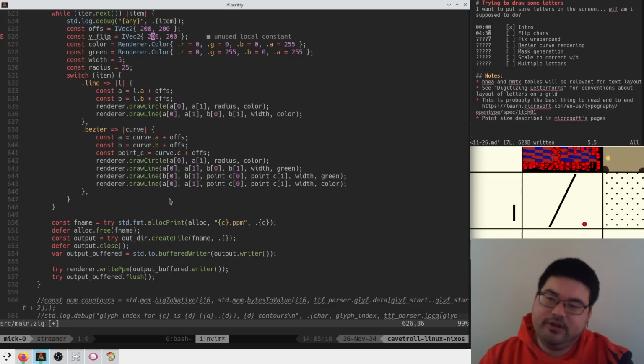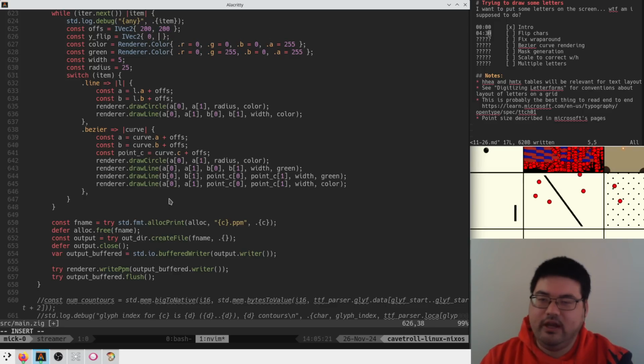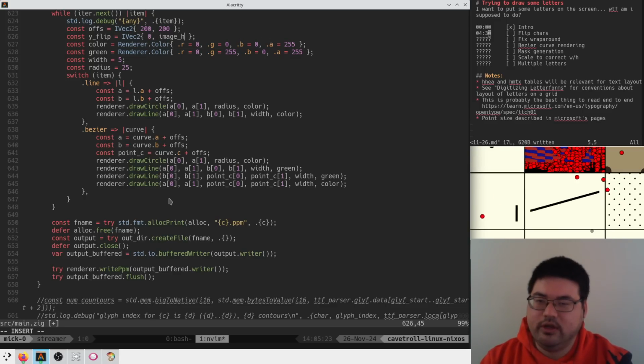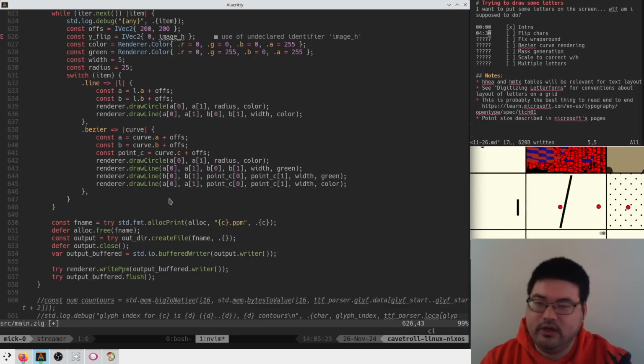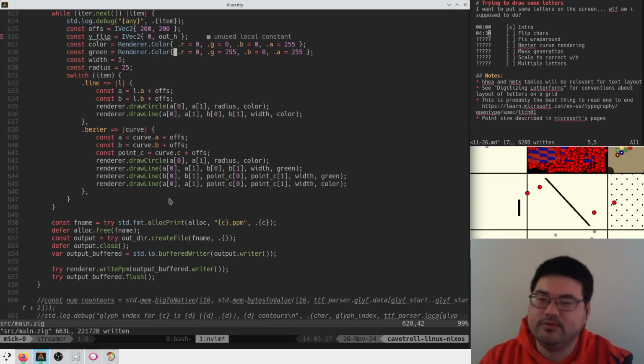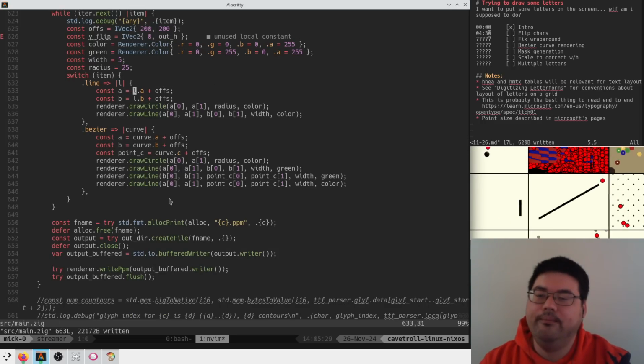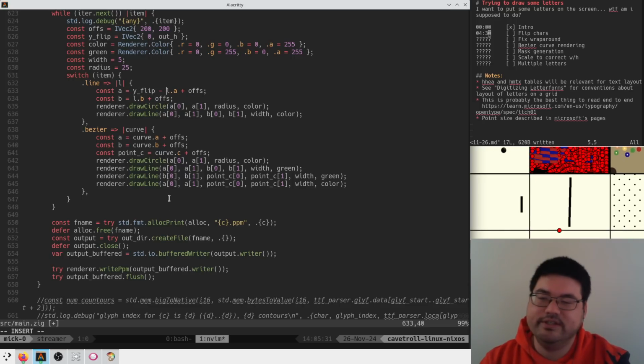Y flip is going to take the height of the image, so image h. What do we call this thing here? Out h here, and I guess we'll just go y flip minus this stuff.